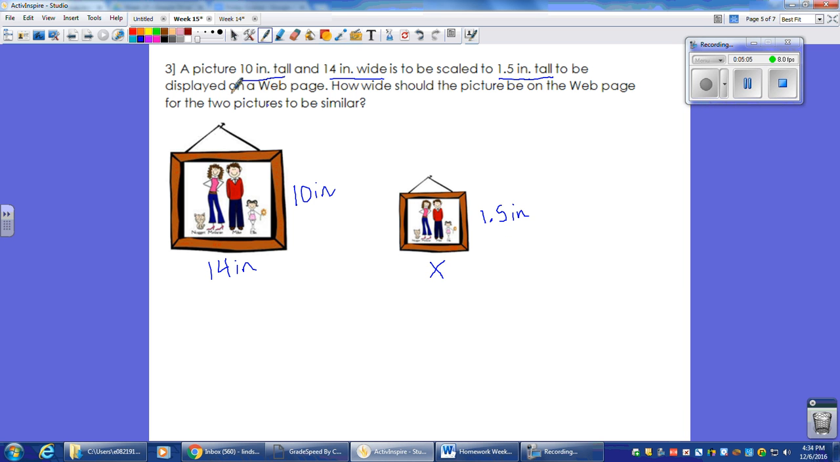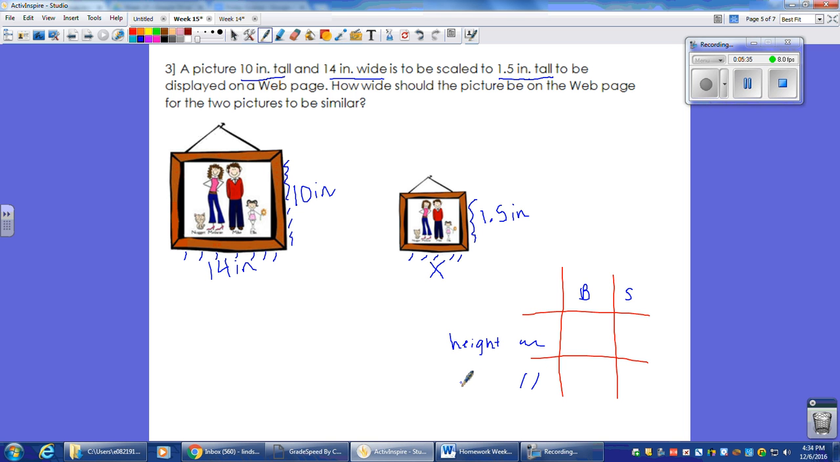So from here, I'm going to set up my proportion using my tic-tac-toe method, and I am going to be going from the big picture frame to the small picture frame, and if we want to, we can give squigglies and dashes. If not, you can label it with what it's talking about. So squigglies is representing the height, and the dashes are representing the width, or how wide.